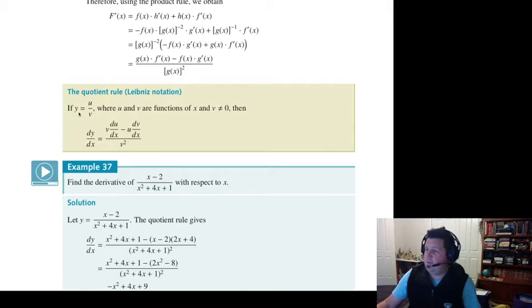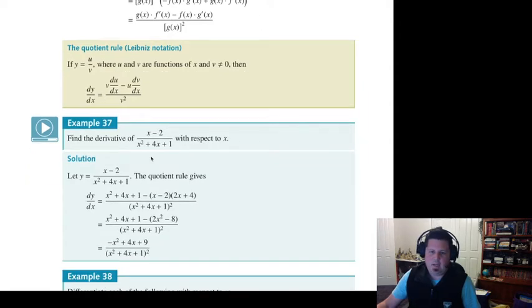So again, if you've got y equals u over v, where you've got a function on the top divided by another function on the bottom, then the derivative dy dx is equal to v multiplied by the derivative of u, take away u multiplied by the derivative of v, all over v squared, so that what's on the bottom squared. Yep, so same thing, just the different notation.